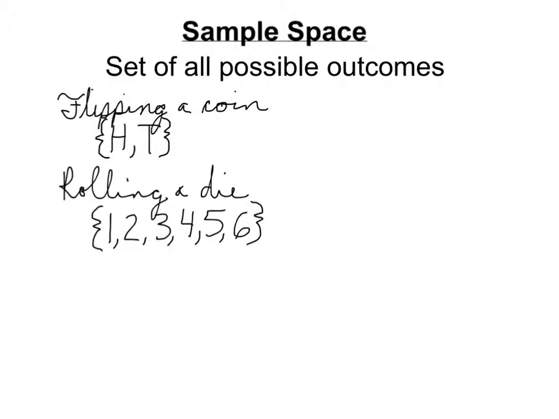So the probability of rolling a 3, only one of these is a 3 out of 6 total possibilities, which is why the probability of rolling a 3 was 1/6. Or the probability of rolling an even: 2 is even, 4 is even, 6 is even, there's 3 of them out of 6 total, so 3/6 or 1/2 probability of rolling an even.